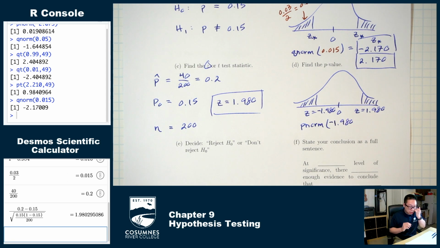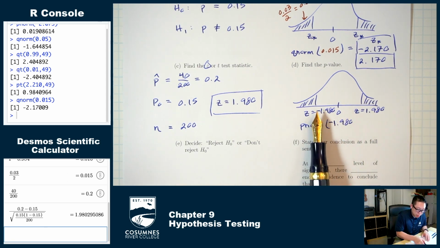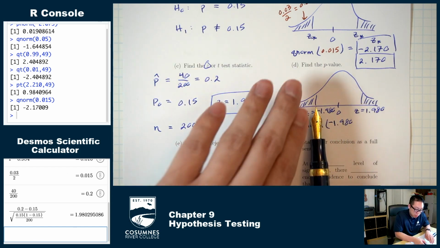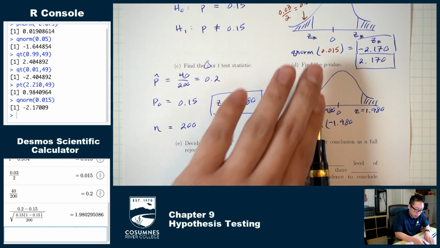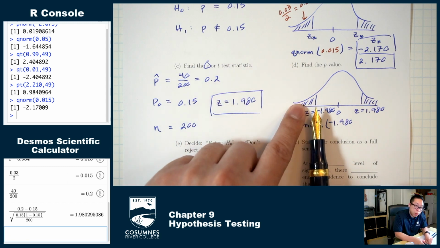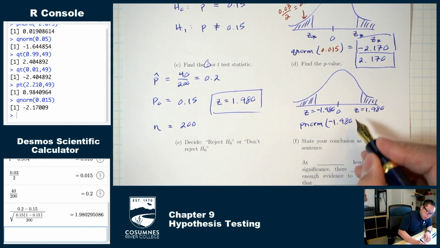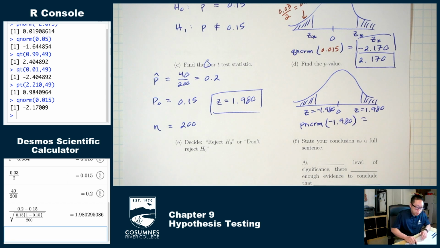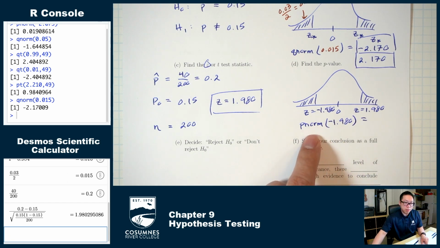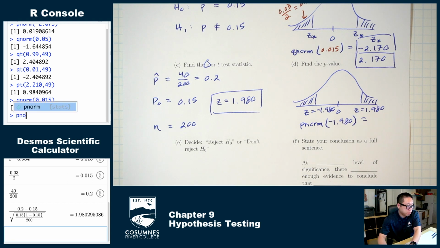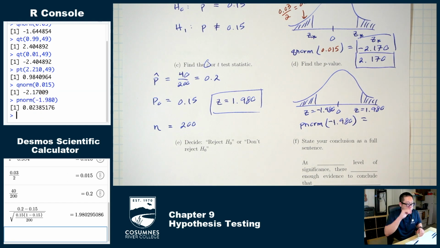Okay, and this is only on the two-tailed ones. So for the two-tailed ones, you always want to plug in the negative one because I do want whatever's left of that, right? So the left of negative 1.980 is this shaded part, which is part of what I want. So I'm going to plug in negative 1.980. P-norm doesn't have a df, so that's it there. So P-norm, negative 1.980, 0.024.